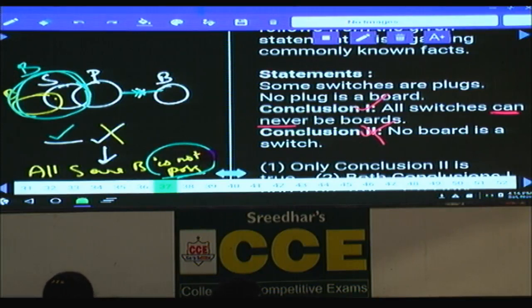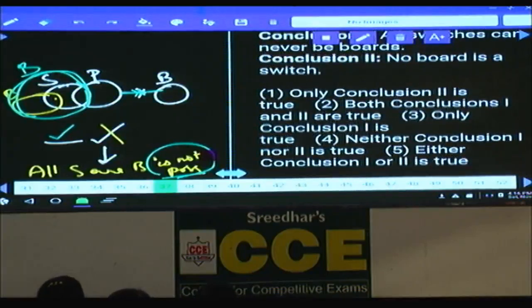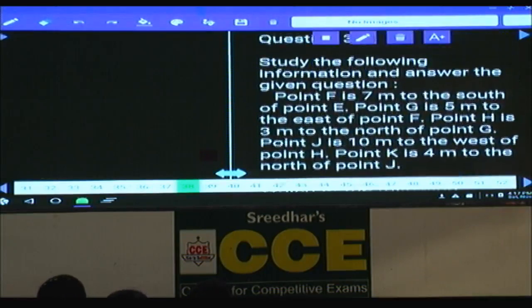Clear? Here he is claiming that it is not possible. I have also checked whether it is possible or not. For me also it is not possible. Hence whatever is said is definitely true, and it is choice one. Only one is true, which choice? Only one, that is choice 3. So 37 is choice 3. Then question numbers 38 and 39, these two are based on directions.